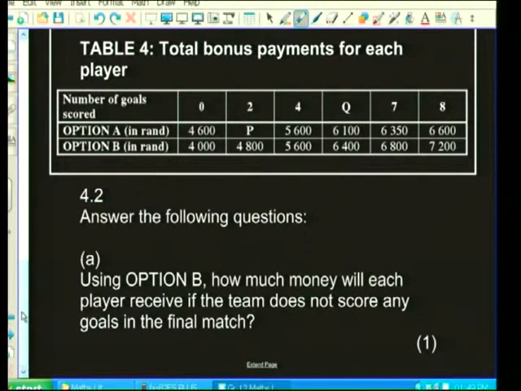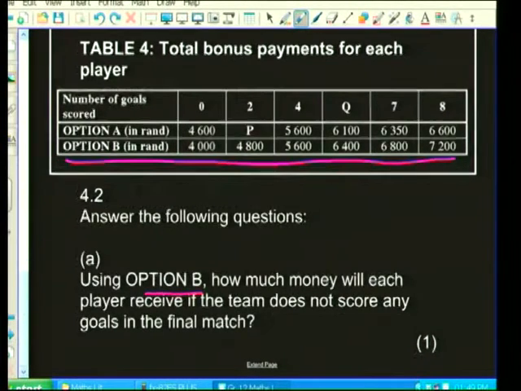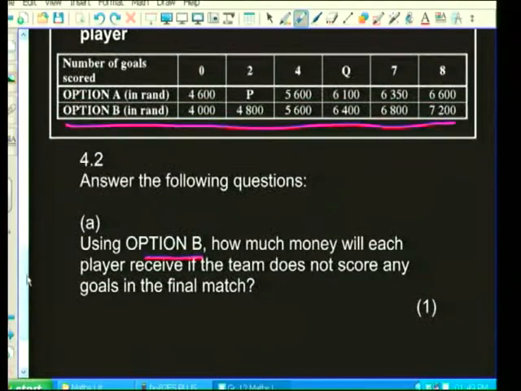We need to answer the following question. Using option B, so now we're only looking at option B here. How much money will each player receive if the team does not score any goals in the final match? Well, if they're just reading off the table, if they're scoring no goals, option B, they're going to get 4,000 Rand. And that's as easy as can be, just reading off the table.